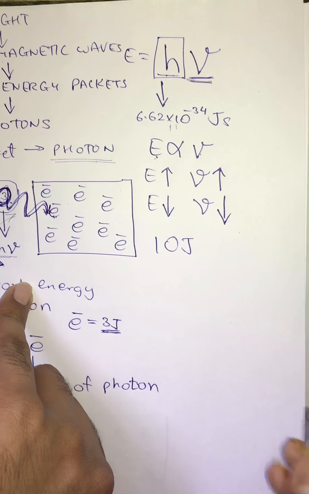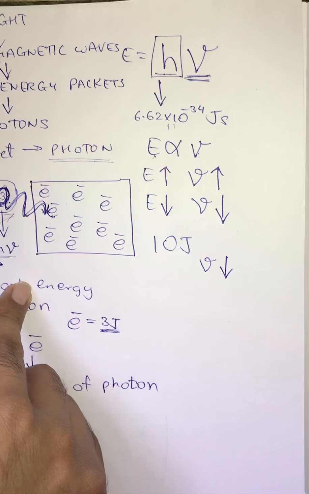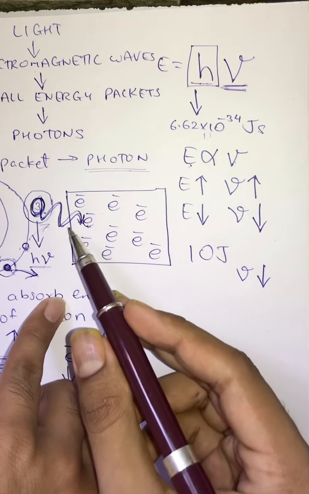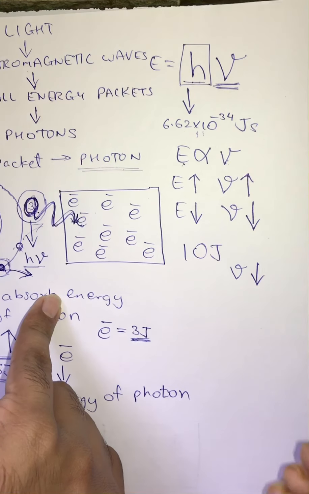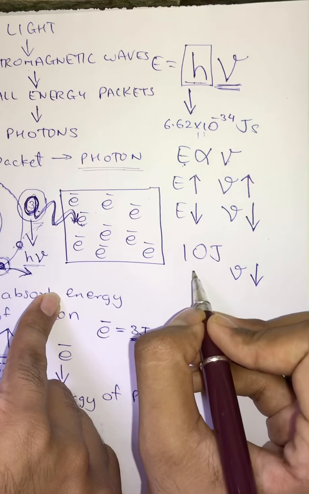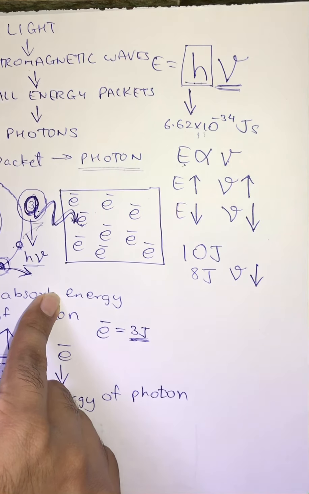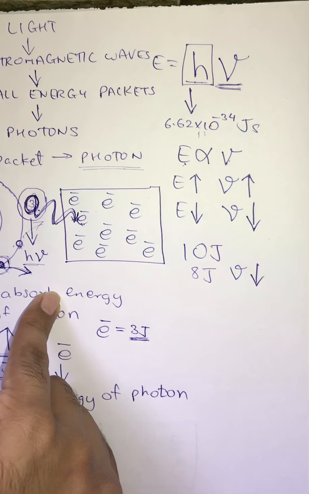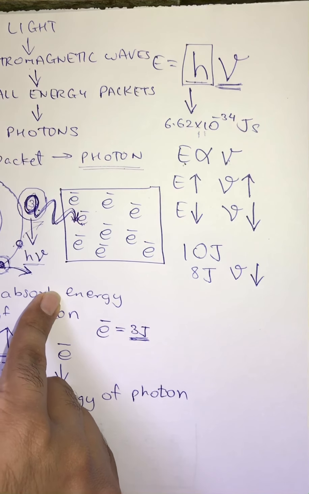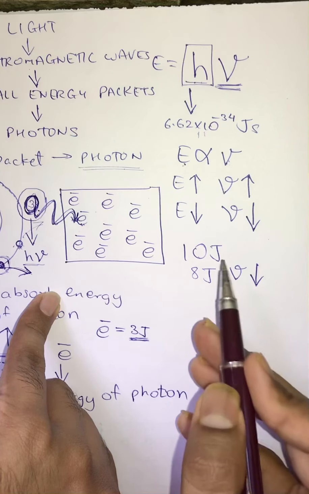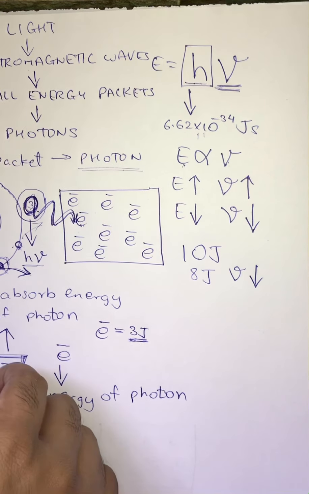Now what I do is that I decrease the frequency of this light. So if I decrease the frequency of the light, the energy of photon is also going to decrease. Let's say from 10 joules it becomes 8 joules. Since we have decreased the frequency, the energy is also going to decrease. Therefore the energy has now become 8 joules.